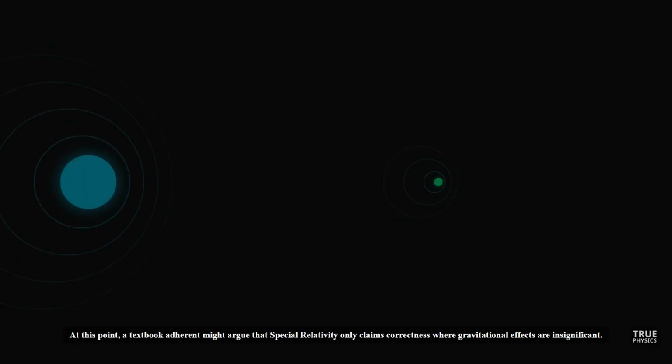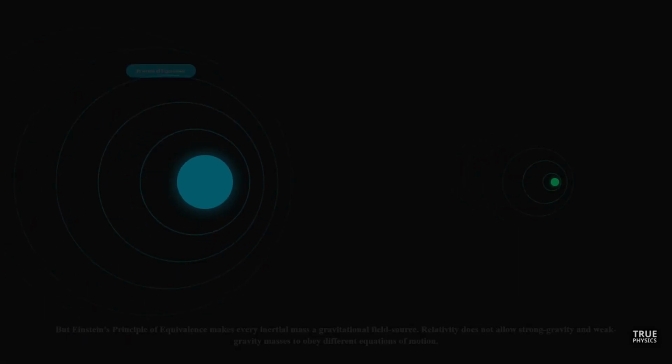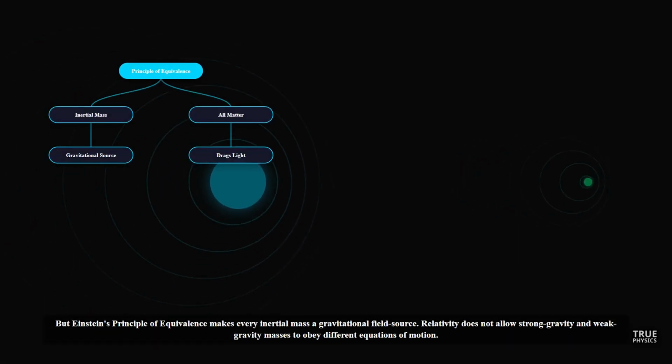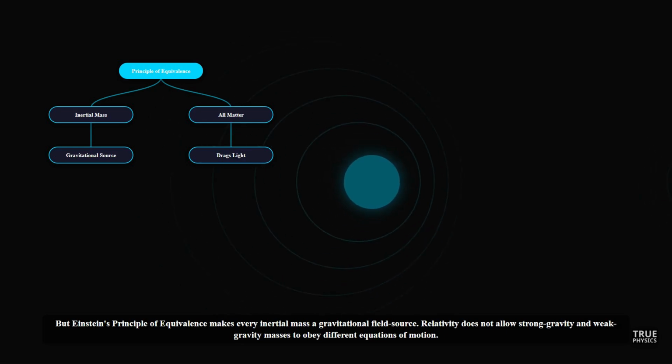At this point, a textbook adherent might argue that special relativity only claims correctness where gravitational effects are insignificant, but Einstein's principle of equivalence makes every inertial mass a gravitational field source. Relativity does not allow strong gravity and weak gravity masses to obey different equations of motion.